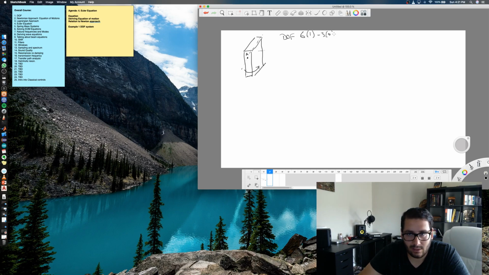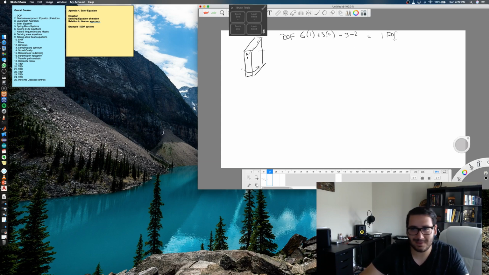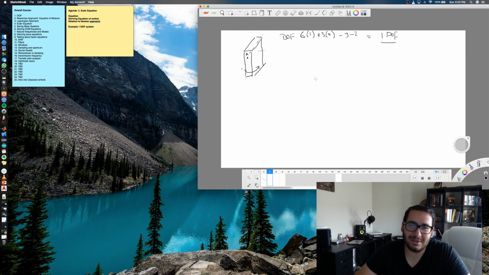I have no planar bodies, and then the constraints. I have 3 constraints in the translational directions, and in the rotational directions I have 2 restraints, because I can rotate this way, or this way, like a pendulum, but I can only rotate this way. So basically -3, -2, an overall 5 constraints. That's a 1 degree of freedom system. That's why I said it's kind of cheating, because it is a rigid body, but it's a 1 degree of freedom system.